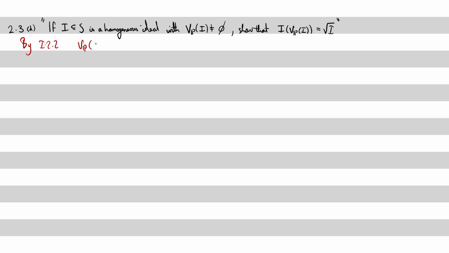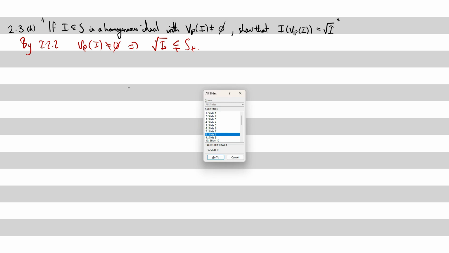VP of I non-empty implies that the square root of I, or the radical of I, is contained and not equal to S plus. That's one of the things which we proved yesterday.